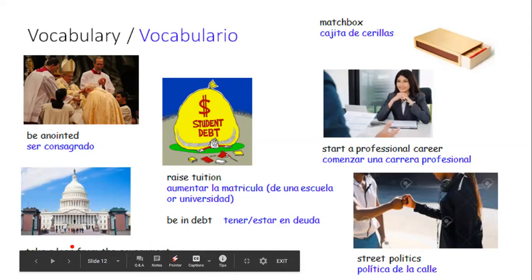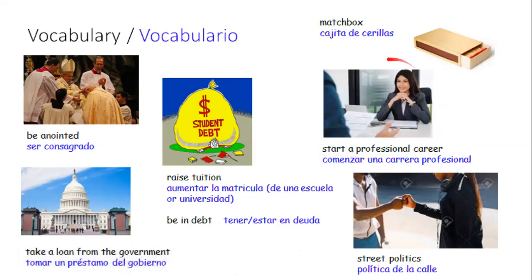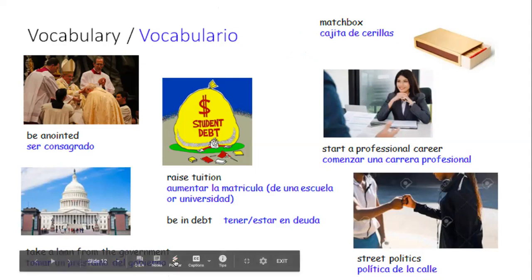Why would Chino and Blanca want to go to school or possibly take out a loan? Well, we know that they want to start professional careers. Can everyone say that with me? Start a professional career. Look at the girl in this picture, the young woman. Where do you think she is? Is she at home or is she in an office? It looks like she's in an office, right? She's wearing a suit. She looks very professional. She looks like she might be on an interview.